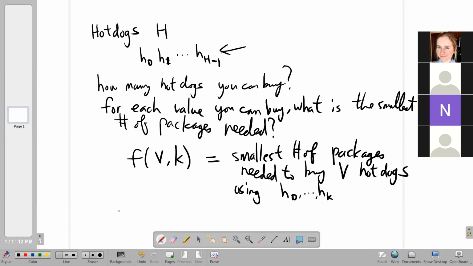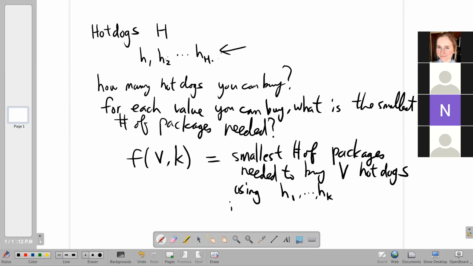Oh, actually, what should I do? Okay, let me think here. Okay, maybe I'll stick with the one base. I don't remember exactly what I did with my code, but I guess it's a matter of fixing your notation. Okay, using H1 up to HK. Okay, so basically, I want the smallest number of packages needed to buy V hot dogs.